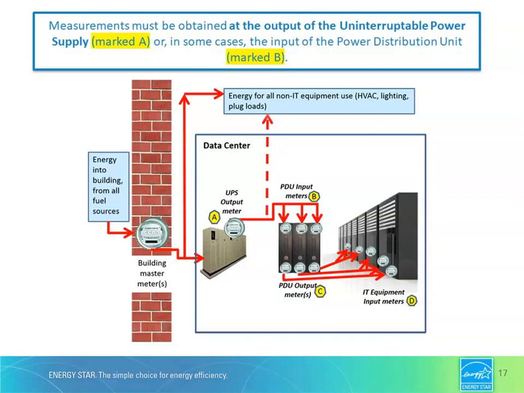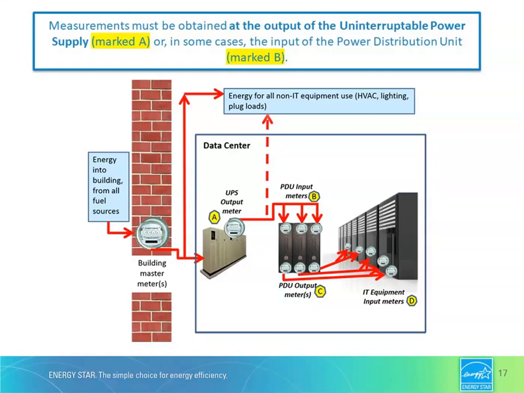So the brick wall on the left represents the exterior wall of the building. You can see there that energy flows into the building through the building master meter. This captures 100% of building energy. After entering the building, the energy splits into two streams. The first stream, the upper arrow, represents all of the non-IT energy used for HVAC, lighting, plug loads, etc. And if this is a larger office building, then this stream also represents all the energy going to the rest of the building as well.